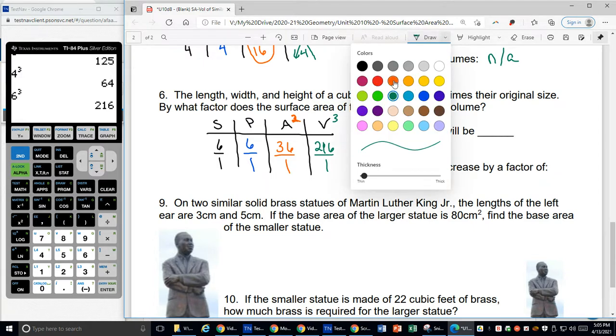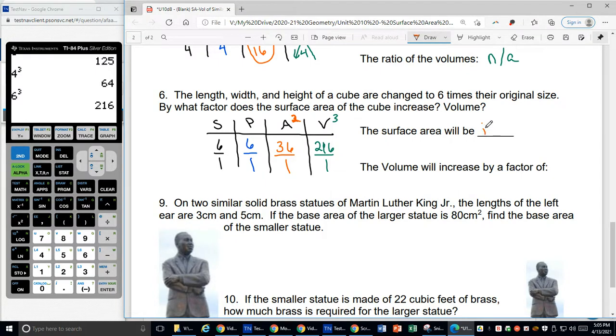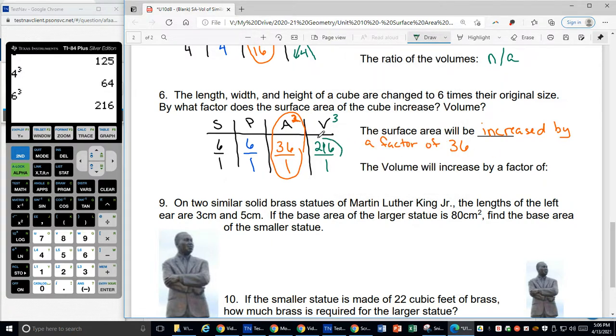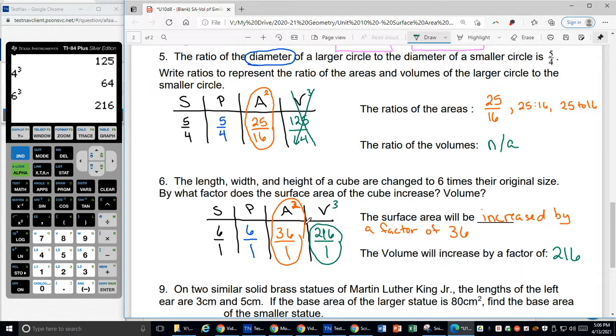So my surface area, it says, by what factor does the surface area of the cube increase? My surface area will be increased by a factor of, look at my areas, 36-to-1. So it'll be 36 times bigger. So a factor of 36. My volumes will increase by a factor of 216 to 1. So it'll be 216 times bigger. So 216. Okay? So that's just looking at your SPOV table and then looking at what it means to have those numbers there.